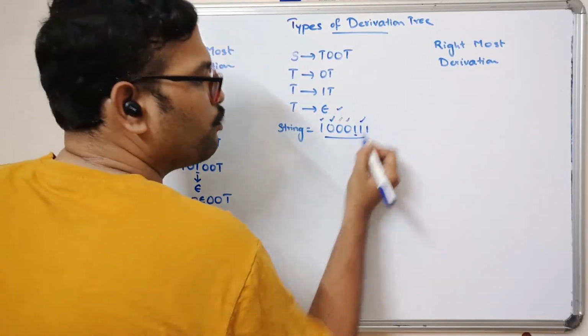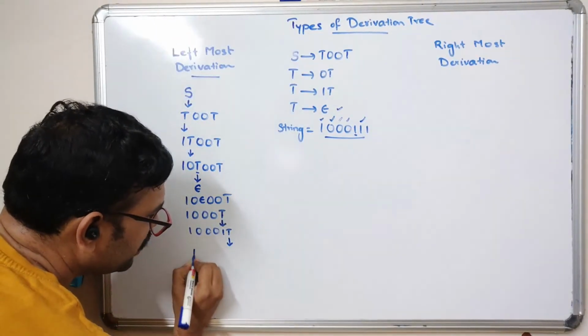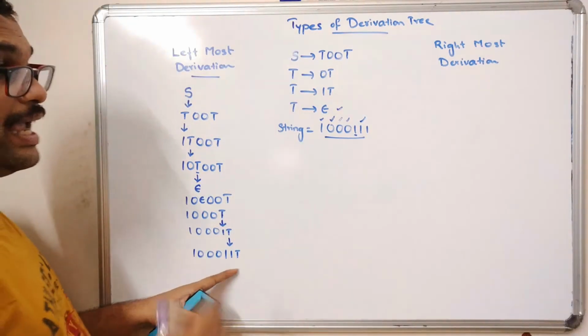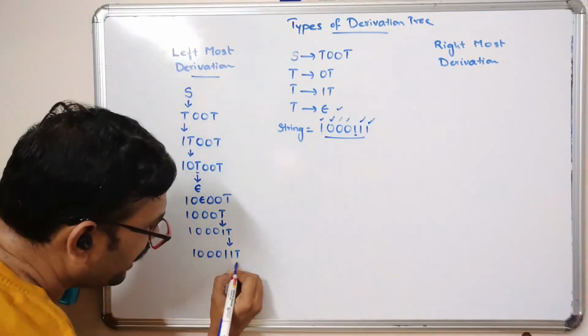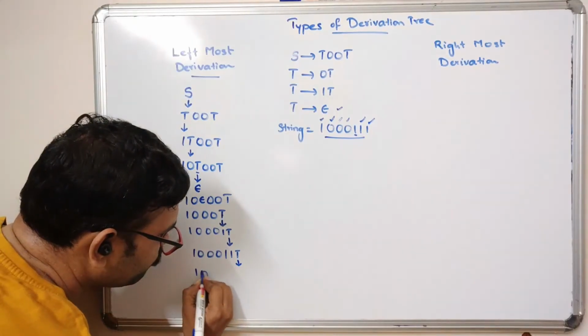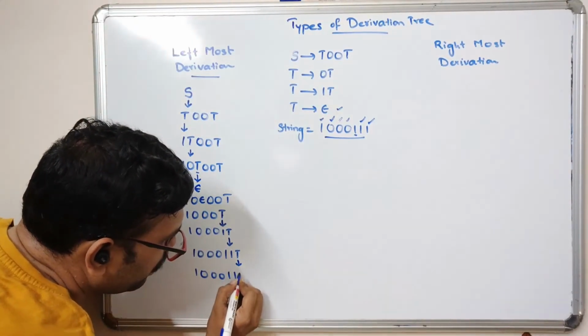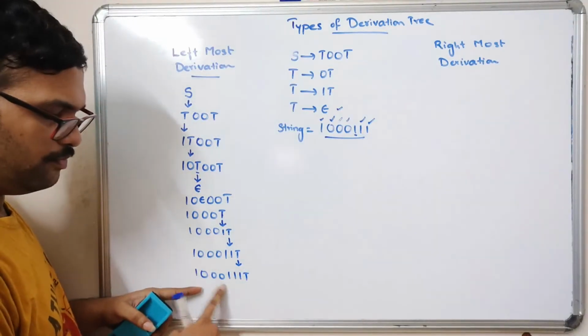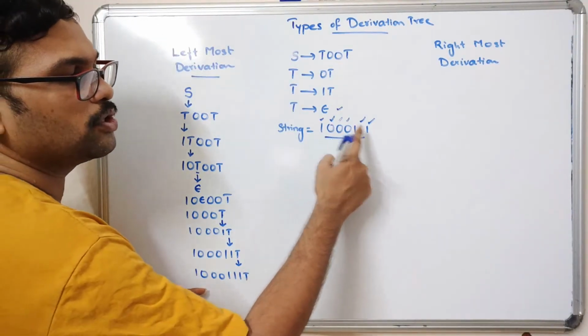Again we need to get 1, so again this will be substituted with 1 0 0 1 1T. Again we need to get one more 1, so again this can be written as 1 0 0 1 1 1T. Now you can observe here the complete string was achieved: 1 0 0 0 1 1 1.